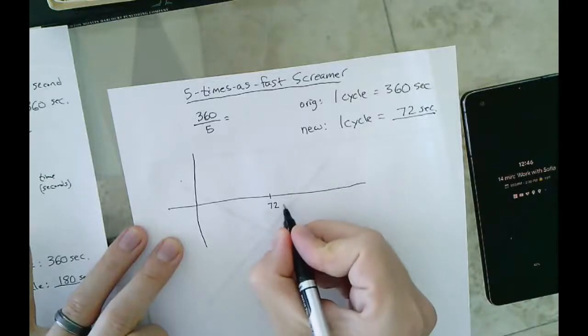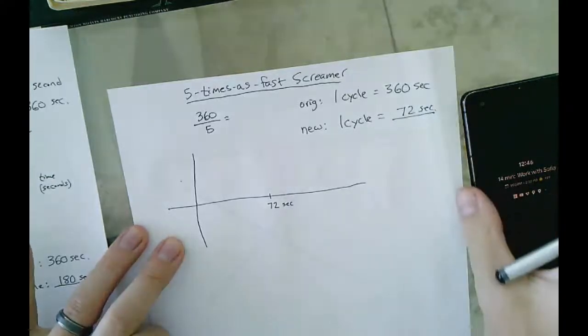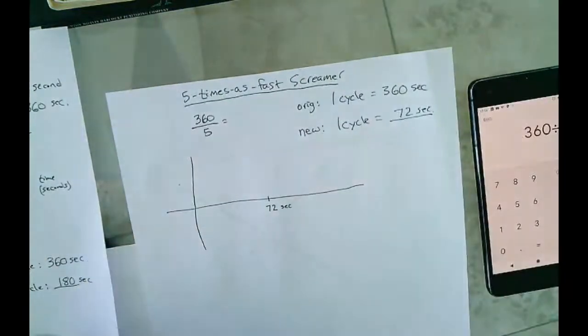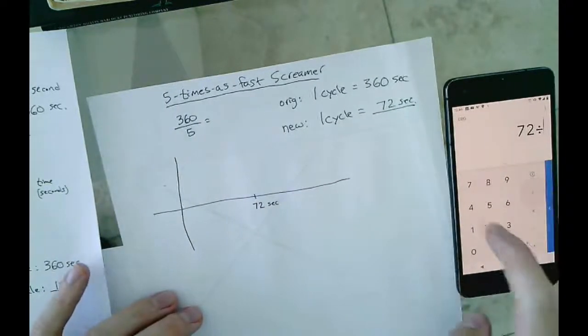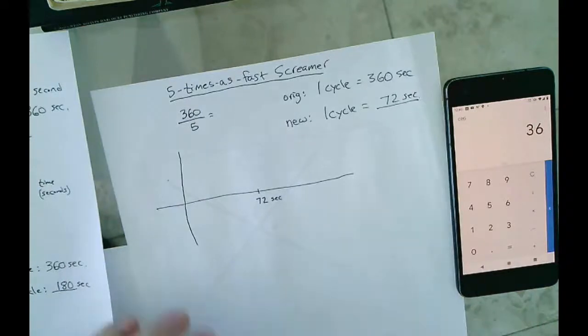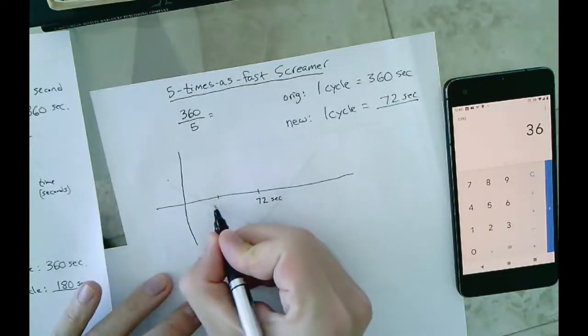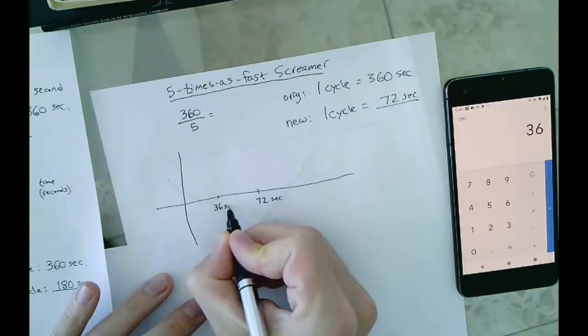72 seconds. Now, what is half of 72? I don't know, you say. Well, I'm going to do 72 divided by 2 in my calculator here. I got 36, so I know that halfway is going to be 36 seconds, okay?